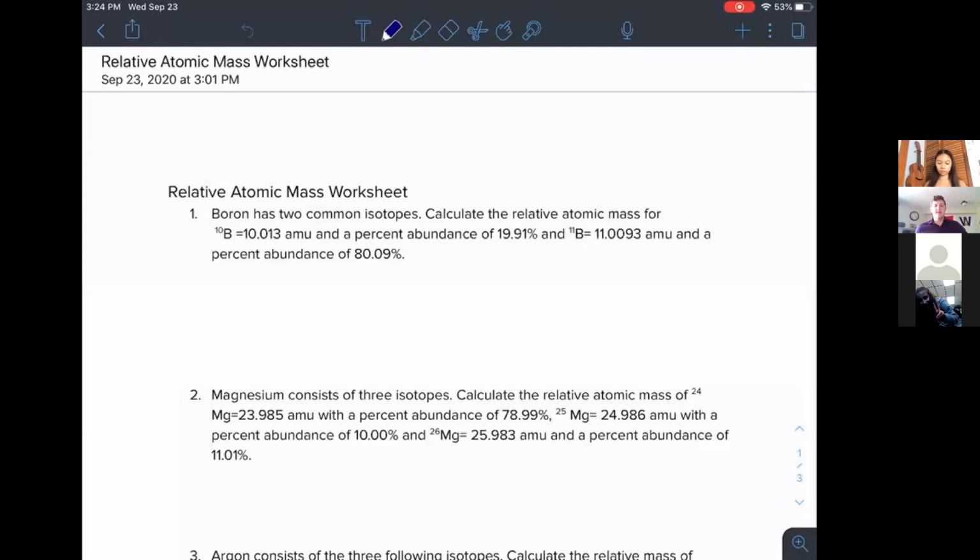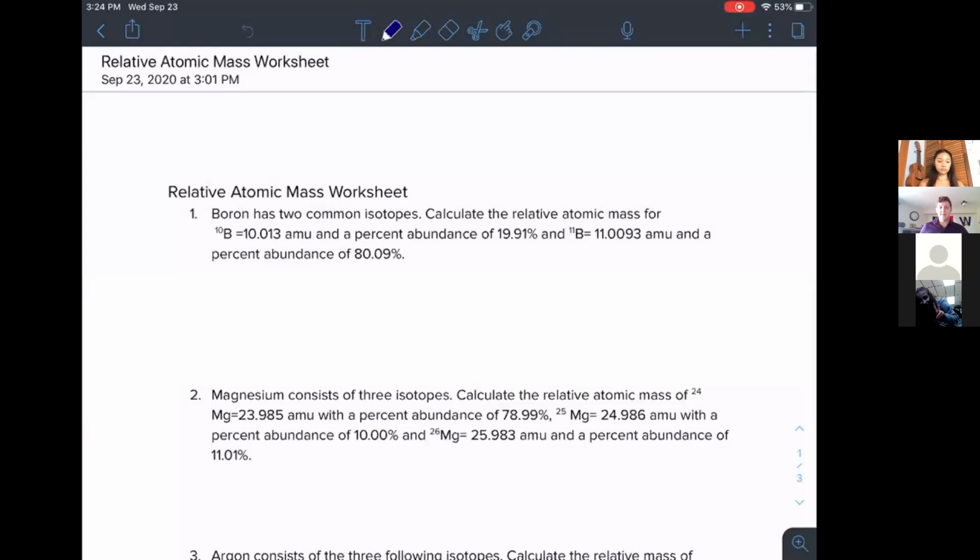All right. So this one says that boron has 2 common isotopes. It says calculate the relative atomic mass for boron 10, which has a mass of 10.013 AMU and a percent abundance of 19.91%. And boron 11, which has an average atomic mass or relative atomic mass of 11.0093 AMU and a percent abundance of 80.09%.